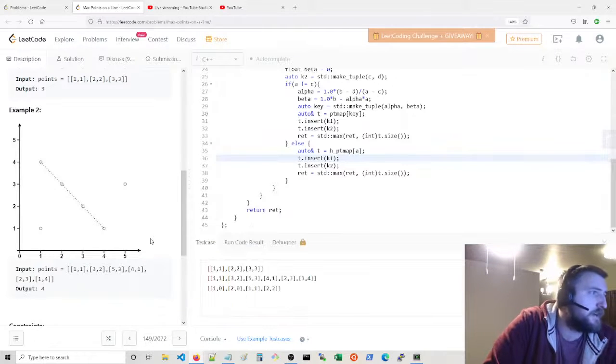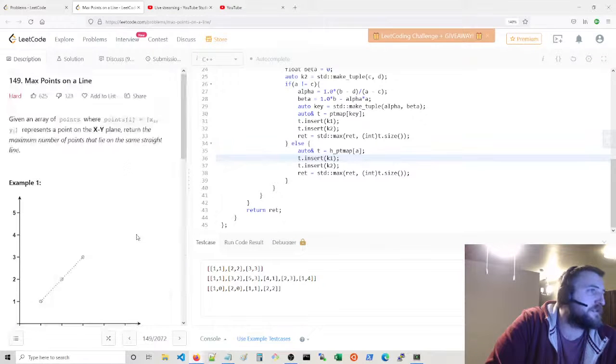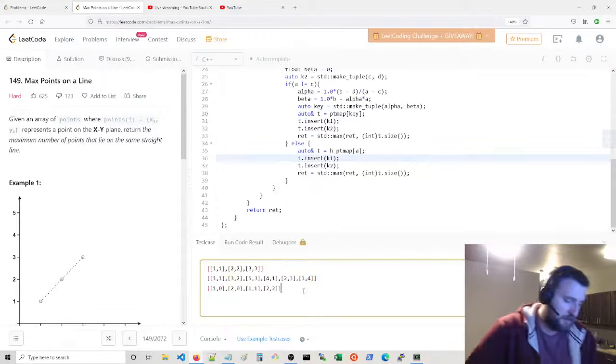I kind of want to go for it. I don't know. I want to beat this 19% though. Yeah, I kind of would need to test a bunch of different test cases. Let's try something that intersects.